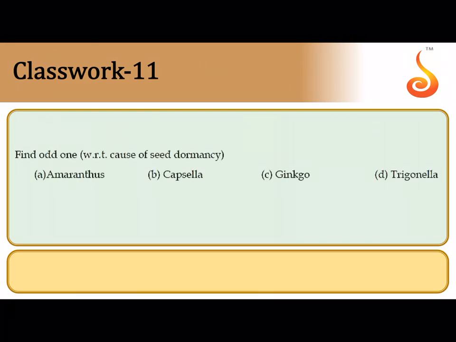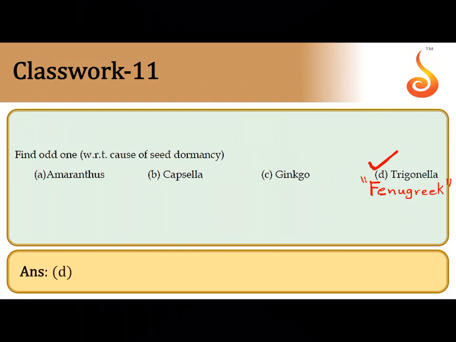Find the odd one out with respect to seed dormancy. Now, among all the given options, dormancy is most evidently found in Trigonella foenum-graecum, simply referred to as fenugreek. You all know fenugreek, you use it regularly in your kitchen. It is a seed variety which you can store in airtight containers, and for a very long time the seeds do not germinate. That's why among all the given ones, Trigonella is the odd one out, because it exhibits the most evident form of seed dormancy.